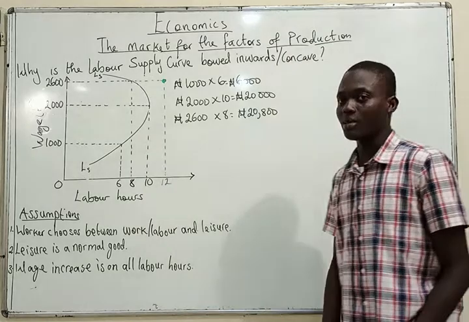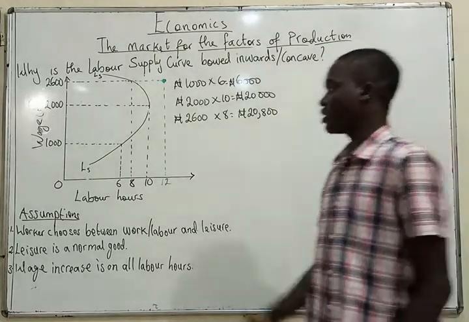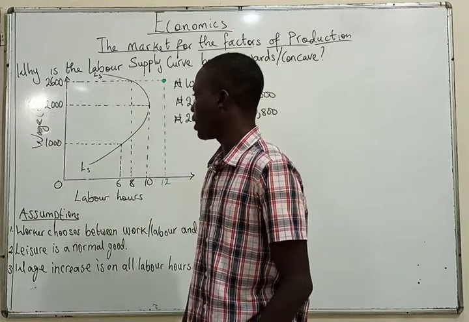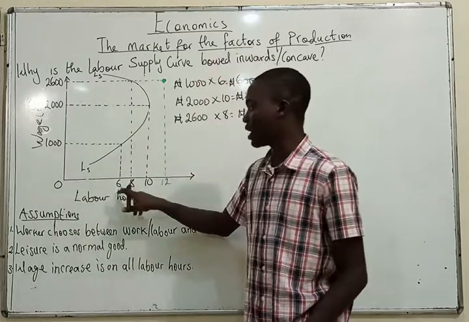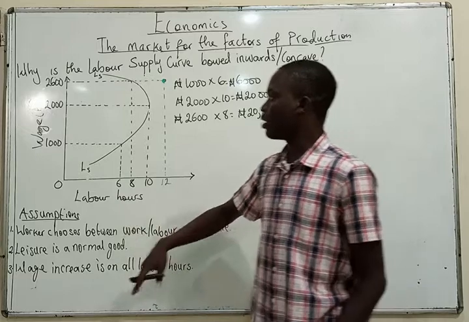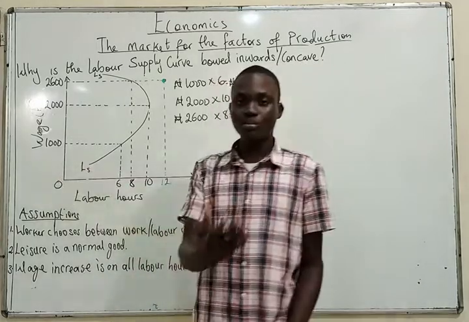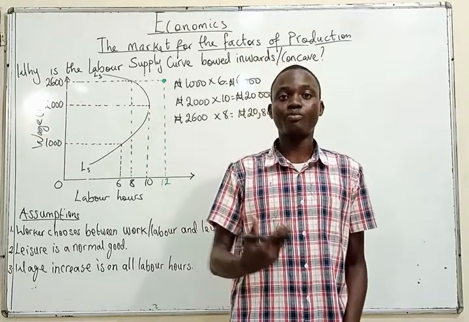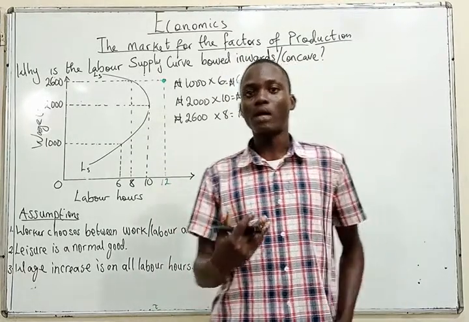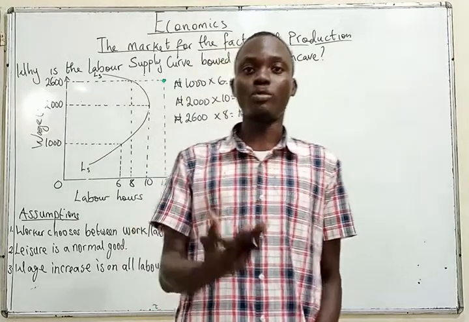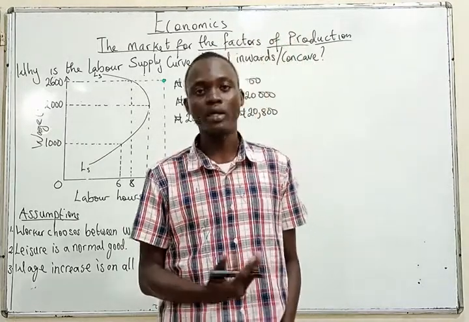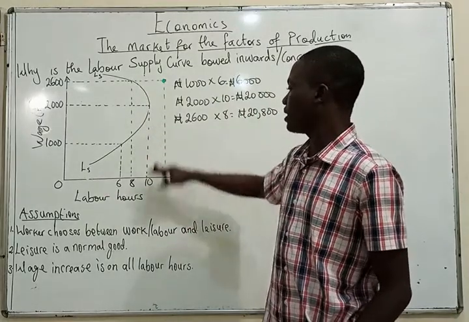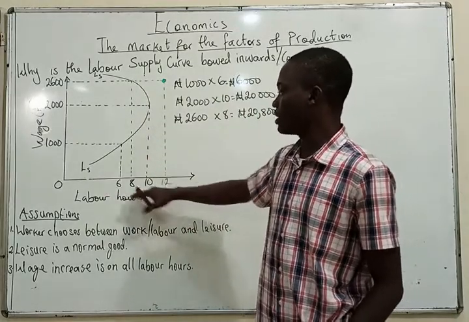Here we have Betty. Betty happens to be an accountant, and she started with a wage rate of 1000 per hour, and then she decided to supply 6 hours of labor. Betty did a very good job, and the firm decided to promote her, and the promotion of course reflected in her wage rate. Her wage rate doubled to 2000 naira per hour. So Betty decided to supply 10 hours of her labor now instead of 6.